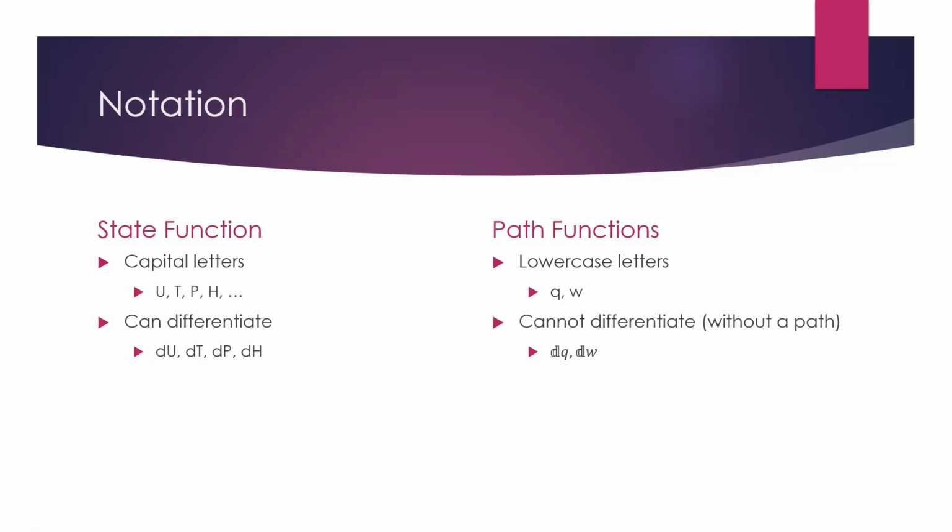They have different rules. So to denote this, we give them lowercase letters. So the fact that we have a lowercase q and a lowercase w reminds us that our heat and our work are path functions. They are not state functions. We also can't differentiate them.